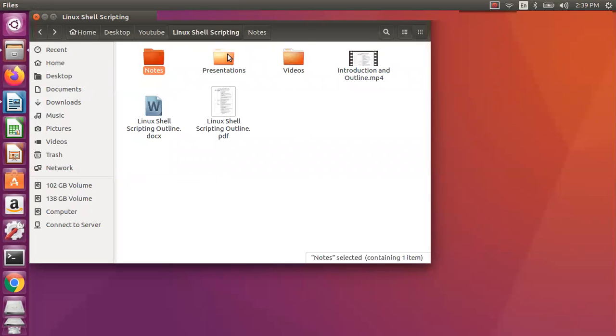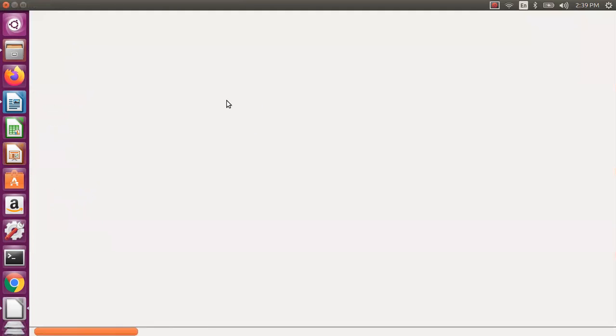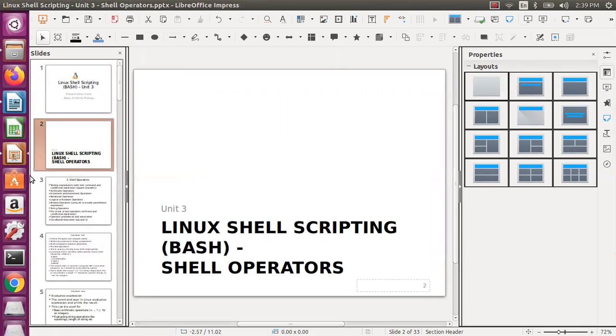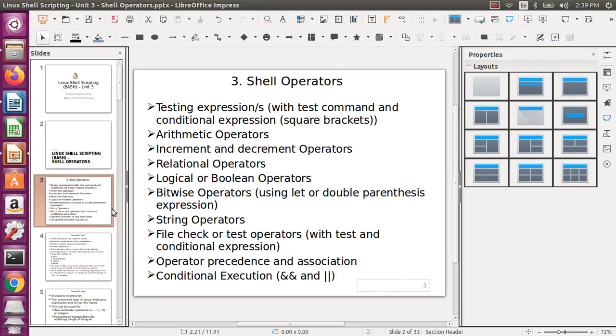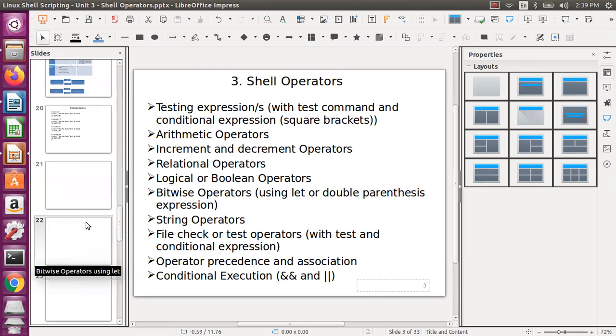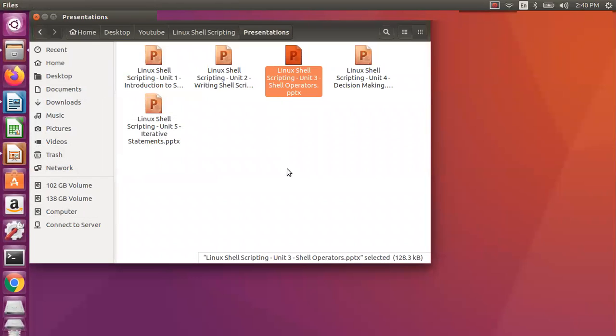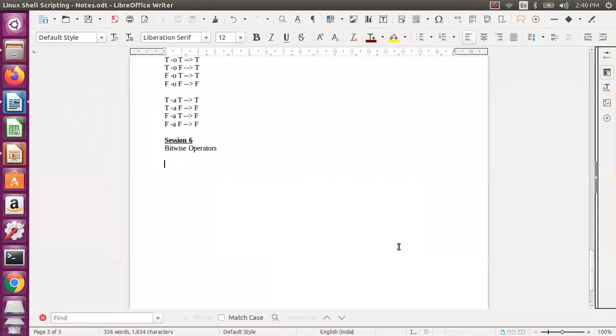Okay, so now once we have opened that, let us open the contents. We have seen the logical Boolean operators. Now let us check on the bitwise operators. These are the bitwise operators: and, or, exclusive or, and then negation, and then you have the left shift, and then you have the right shift. These are the operators for the bitwise.